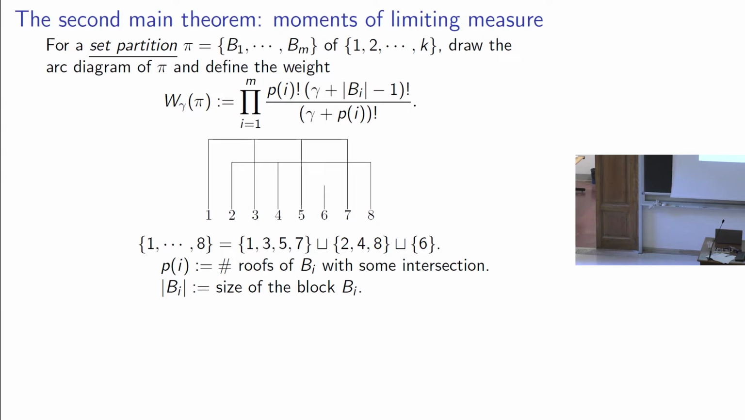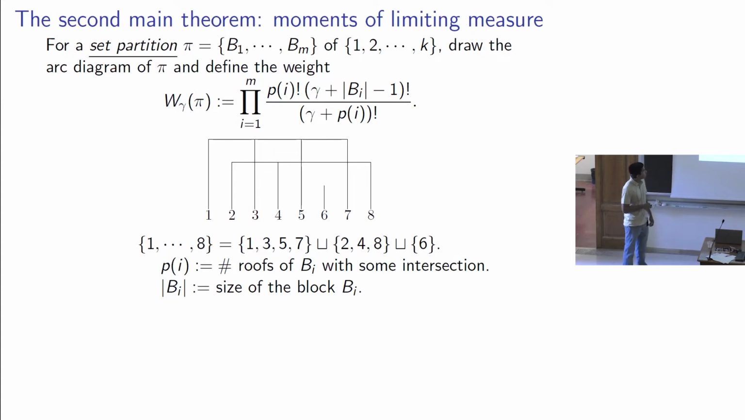In this case, it has 5 legs and it has 4 roofs. So one roof is a space between chairs, or between legs, I'm sorry. So for example, the first block, 1, 3, 5, and 7 has 3 roofs, right? The next, 2, 4, and 8 has 2 roofs, and 6 has 0 roofs, okay?